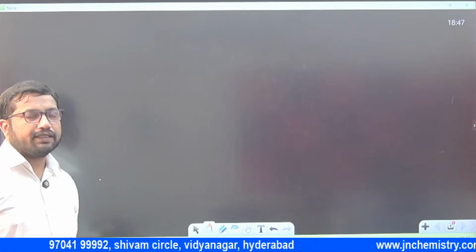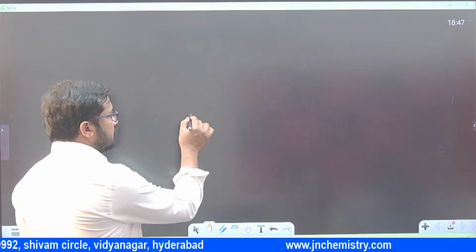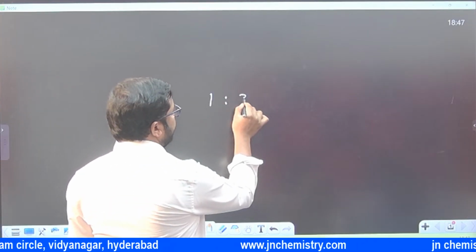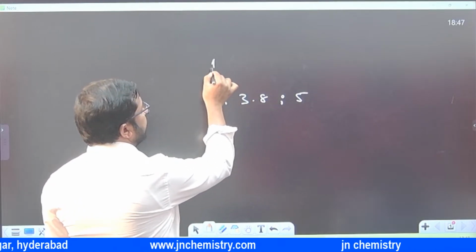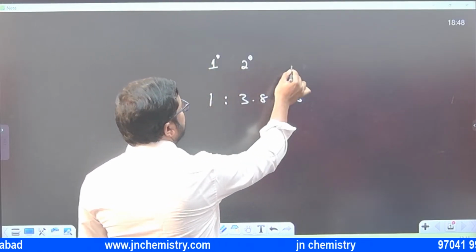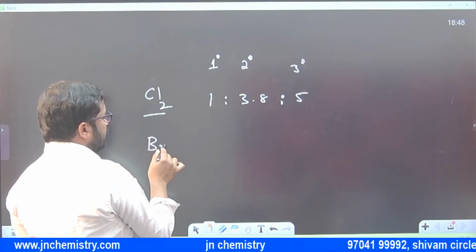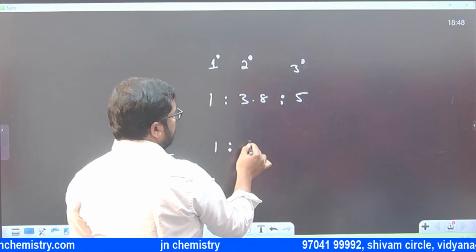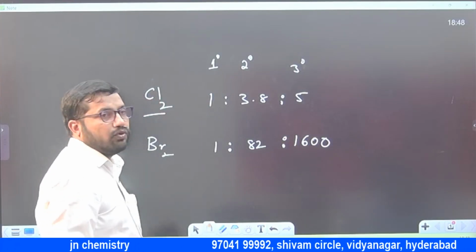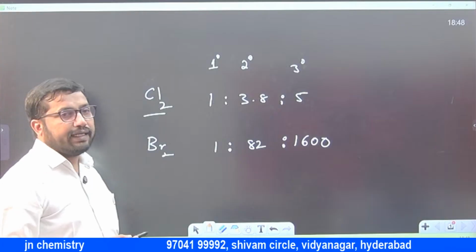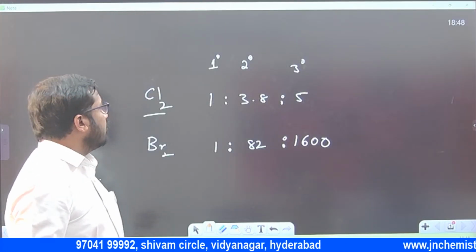And chemical properties: we discussed that chlorination takes place. The chlorination ratio is 1 : 3.8 : 5 for 1 degree, 2 degree, 3 degree. If it is bromine, it is 1 : 82 : 1600. So it is more at 3 degree, then somewhat less at 2 degree, then very less at 1 degree.